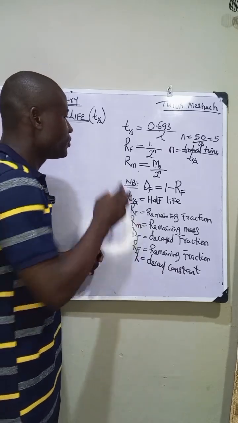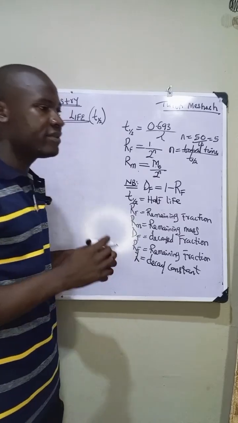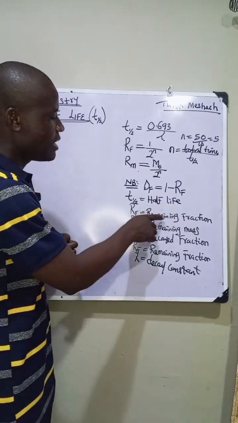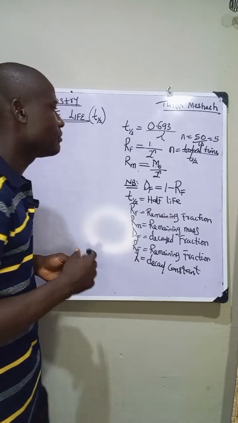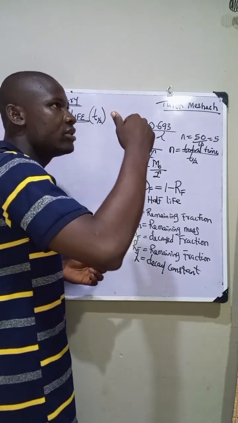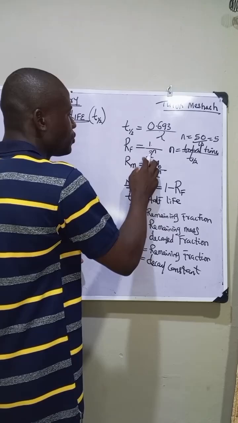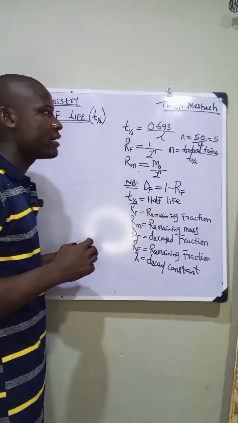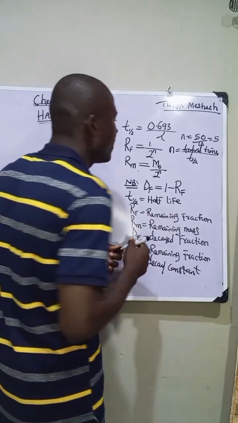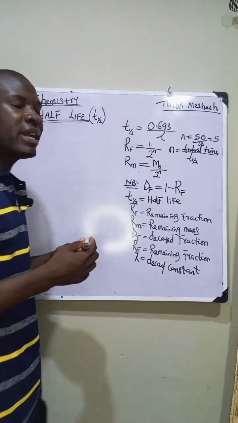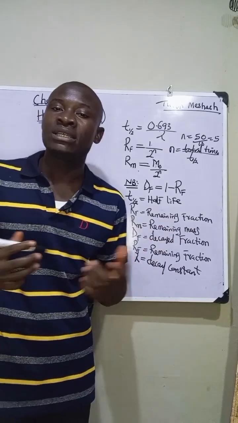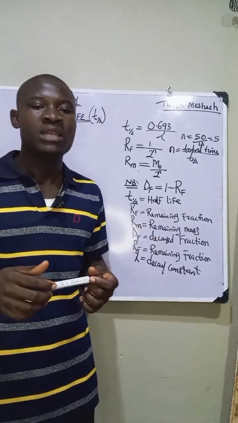Okay, we come to this thing you are seeing, RF. It means remaining fraction. If they are asking for the remaining fraction, a fraction is something over another thing. So it is 1 over 2 raised to the power n. Now, how are we going to get our n? Our n is simple. Our n is the total time taken divided by the half-life.